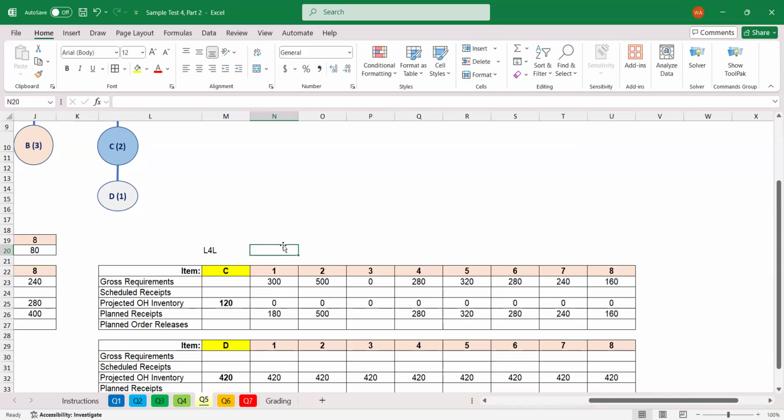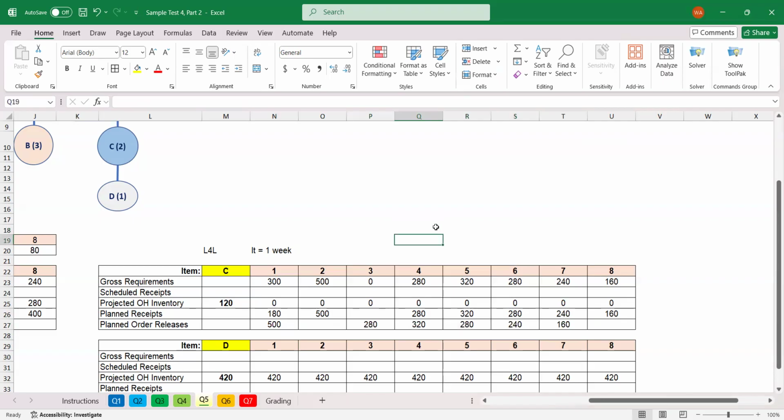Okay. The lead time here is equal to 1 week. So we need to order stuff a week ahead of time. Okay, if we order 160 here, it'd be ready in week 8. And I'll do the same for each and every week here.